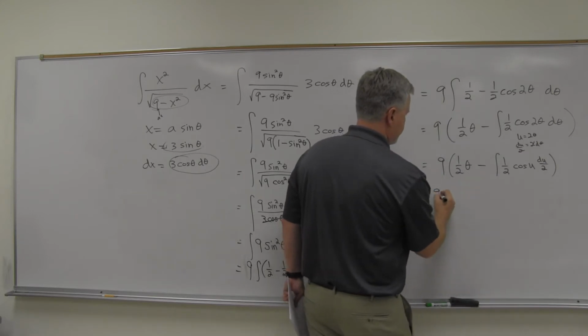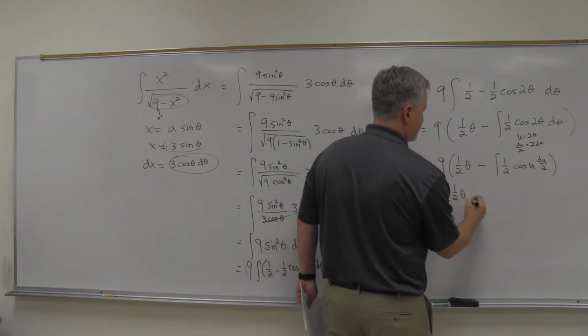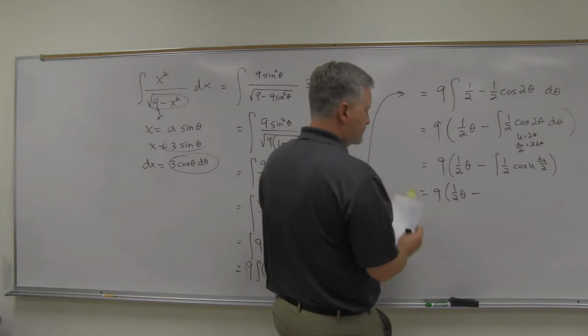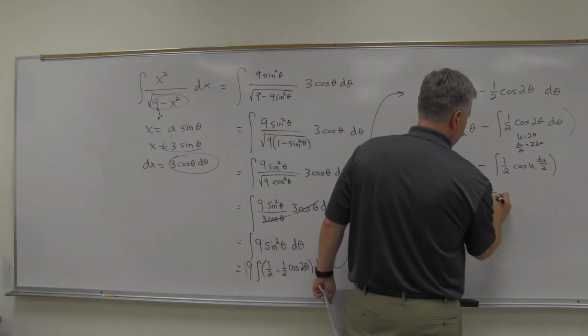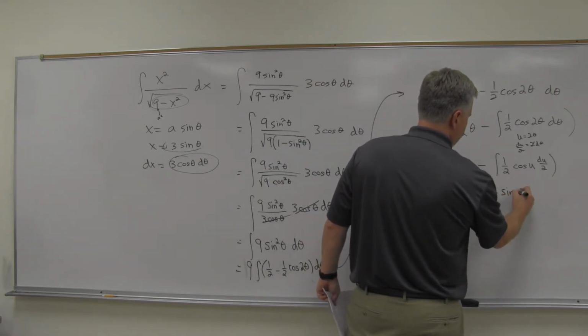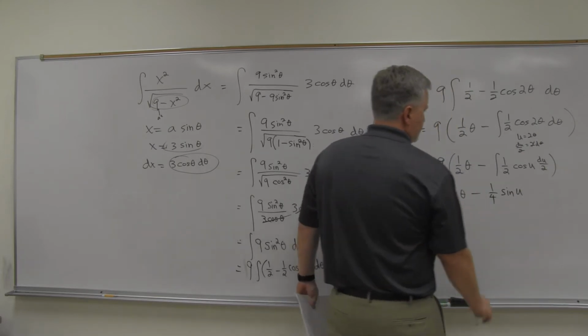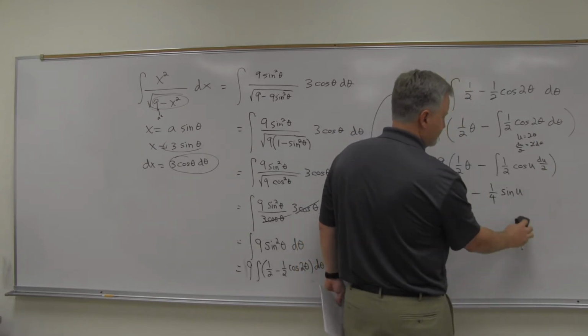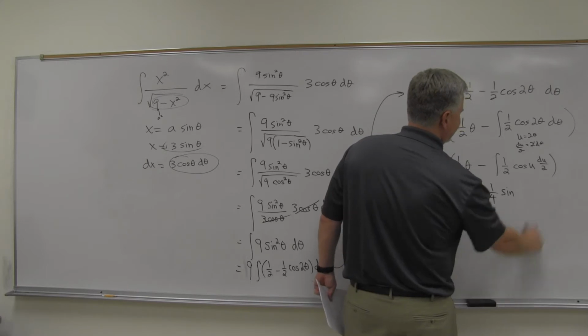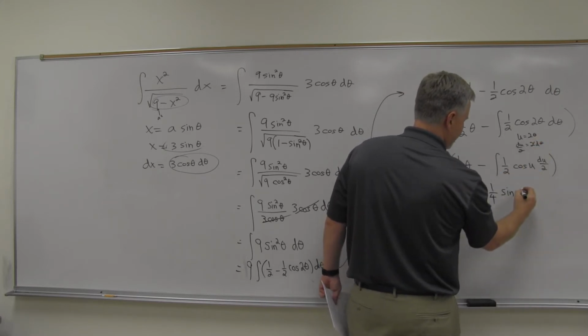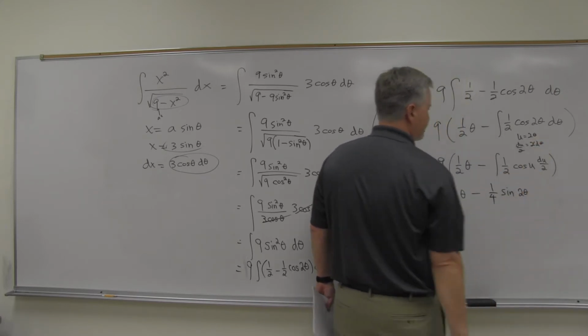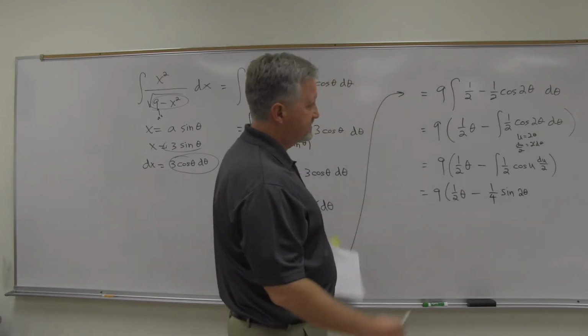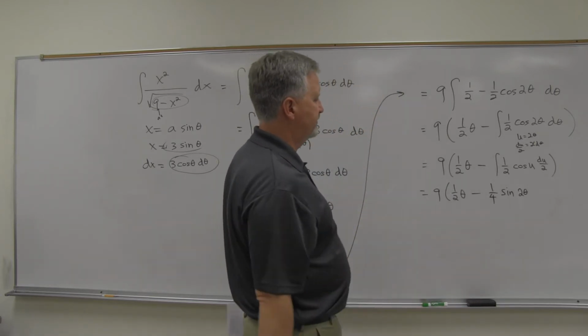Well, hey, that's just 1/4 sine of u, right? The antiderivative of the cosine. But again, let's save little steps here. U is 2 theta, so instead of rewriting all that, it's sine of u, but u is 2 theta, so let's go ahead and put the 2 theta back in there.